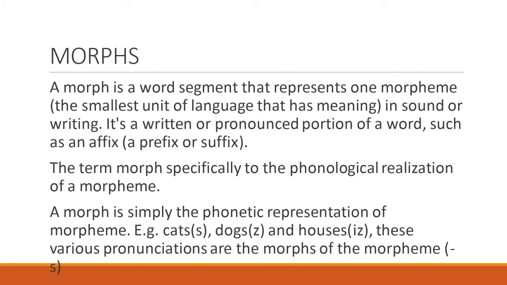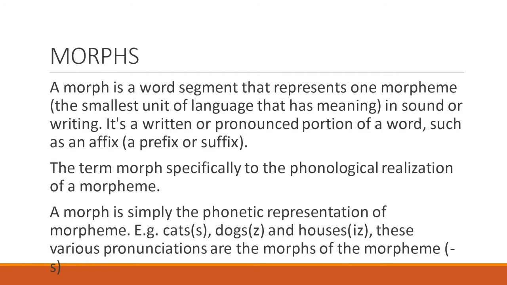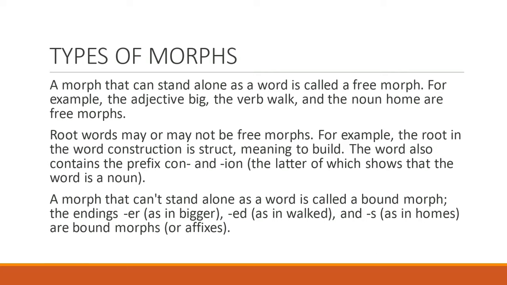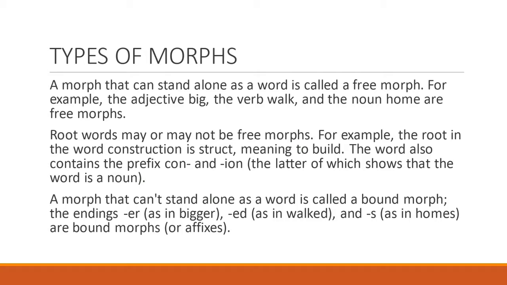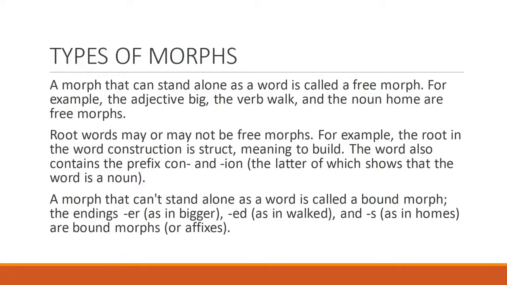For example, we can say cats, dogs, houses. Those various pronunciations are the morphs of the morpheme S. Now let's have a look at types of morphs. A morph that can stand alone as a word is called a free morph. For example, big is an adjective, walk is a verb, and home is a noun. They are free morphs.